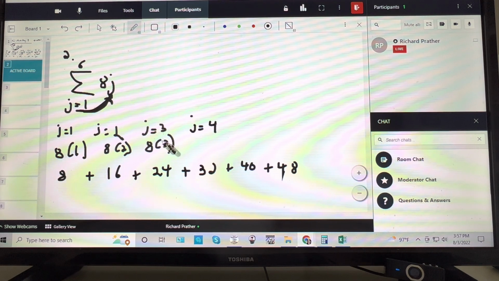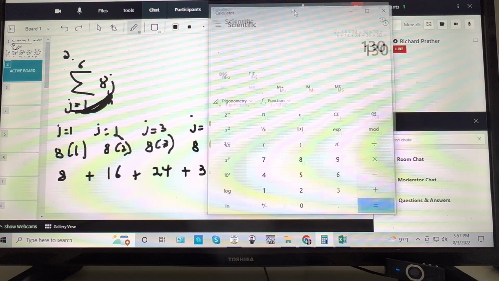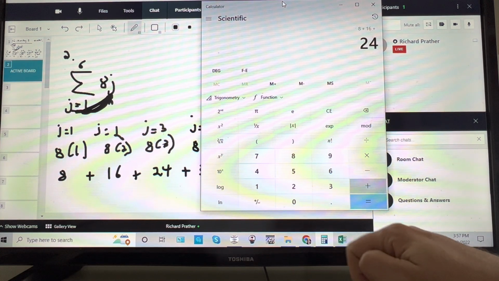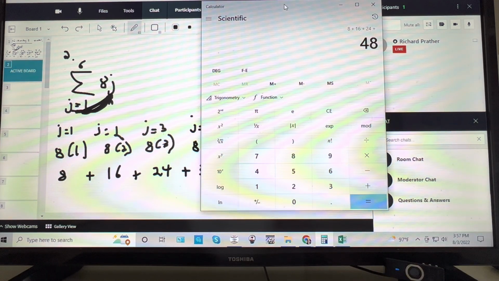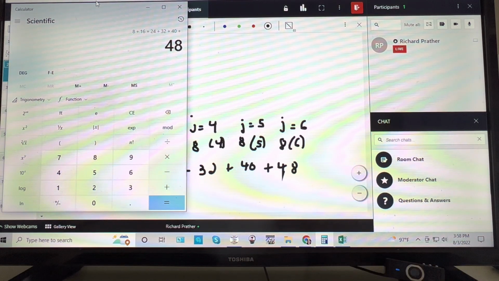J is 4. 8 times 4 is 32. When J is 5, 8 times 5 is 40. And if J equals 6, 8 times 6 is 48. Eight plus 16 plus 24 plus 32 plus 40 plus 48. So now the sum is 168.